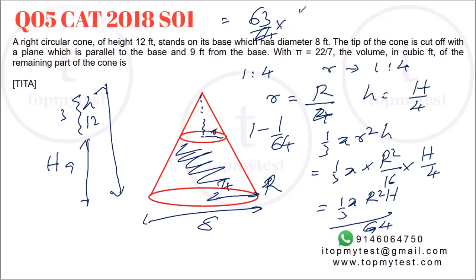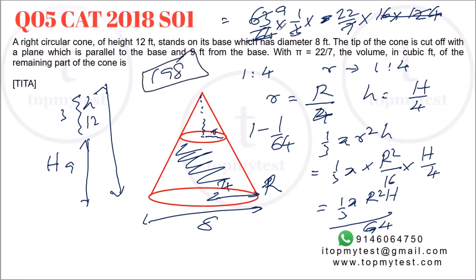What is the full volume? 1/3 of pi, which is 22 by 7, into R square. Radius is 4, so 4 square is 16, into height 12. Right, 3 will give you 4, 16 into 4 is 64, which goes with this 64, 7 into 9, 22 into 9 is 198. Two minutes in an exam situation, job done.